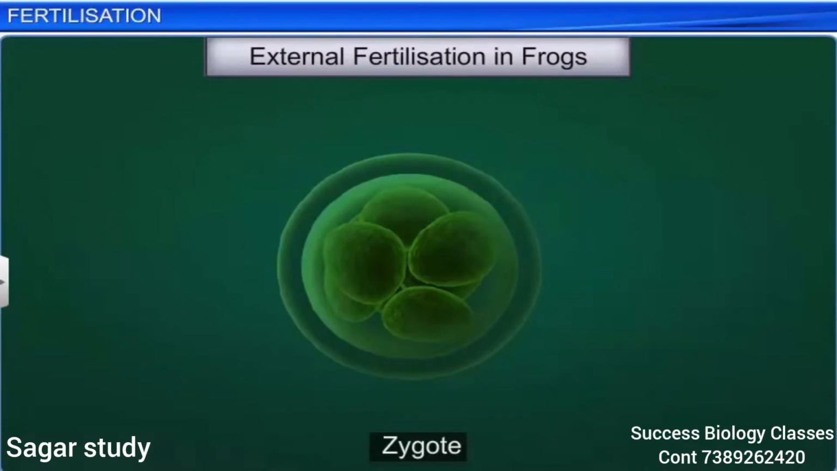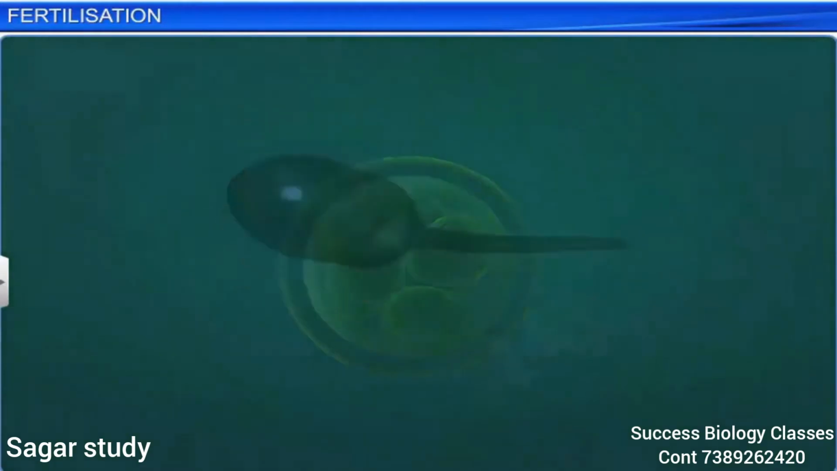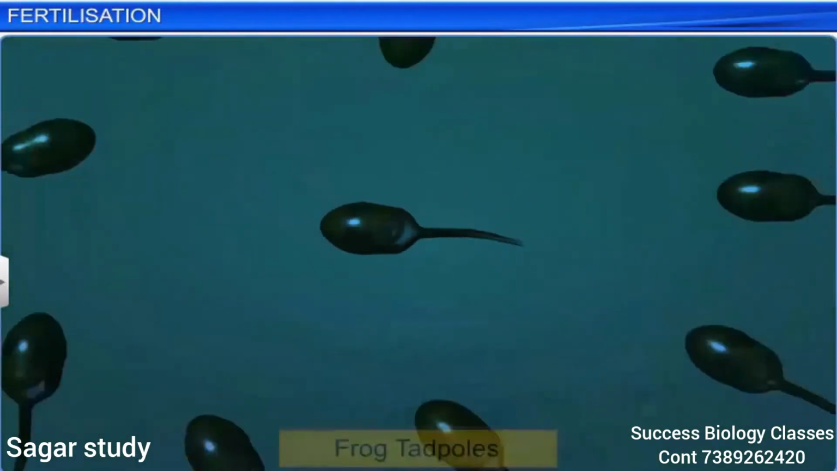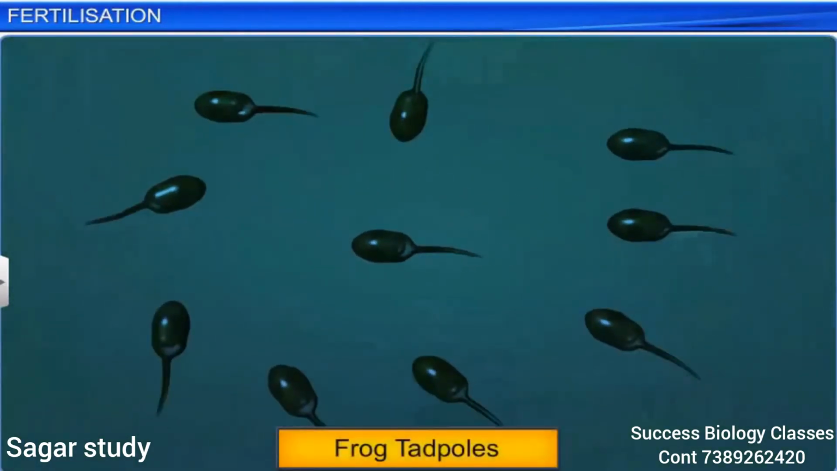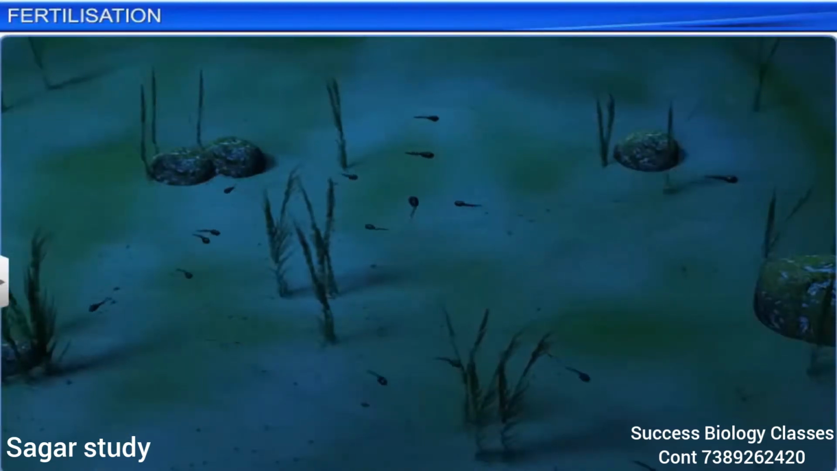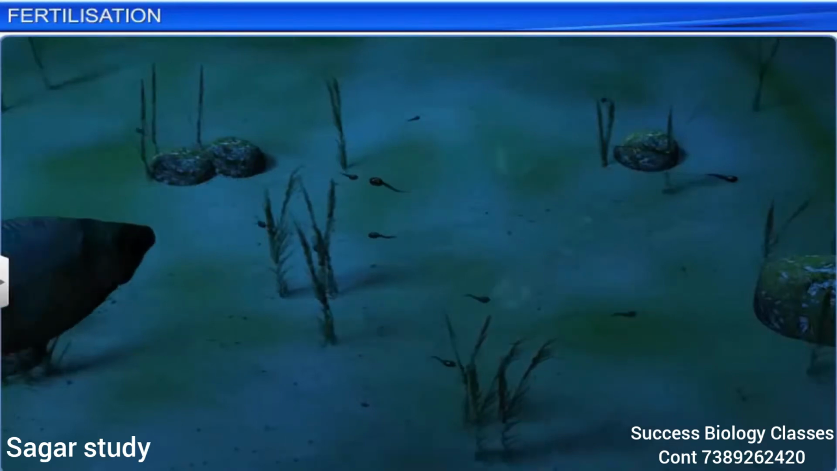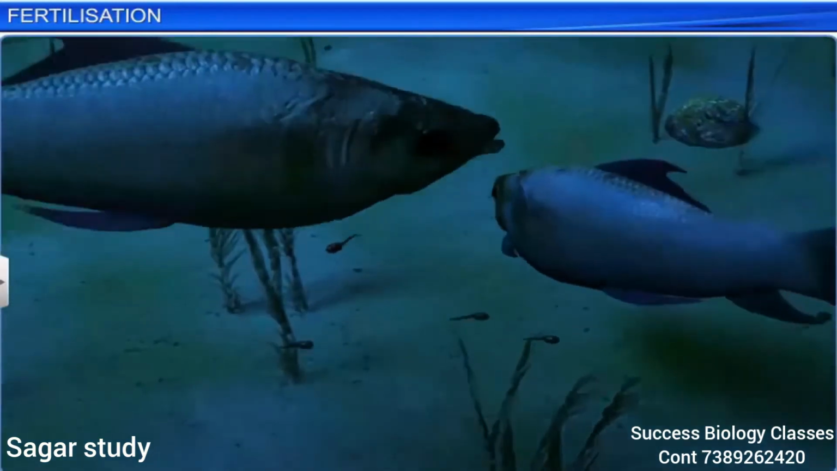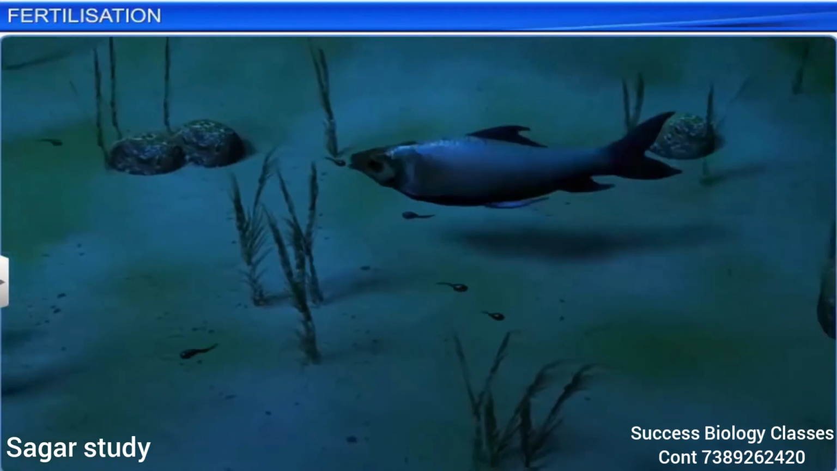During external fertilization, the gametes are released in large numbers, which translates into a large number of offspring. These offspring, however, are vulnerable to attack from various predators, including big fish, which decreases their chances of surviving till adulthood.